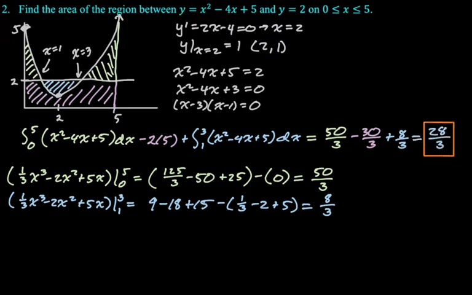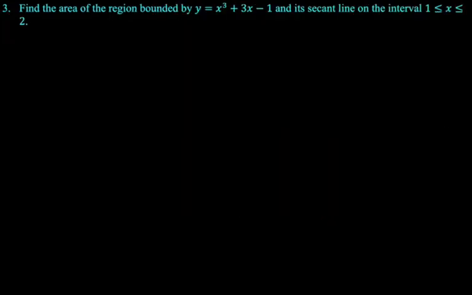If you did it a different way, see if you get the same answer. I think you will. All right, next up. Find the area of the region bounded by y equals x cubed plus 3x minus 1 and its secant line on the interval from 1 to 2, with a weird, awkward line break there.